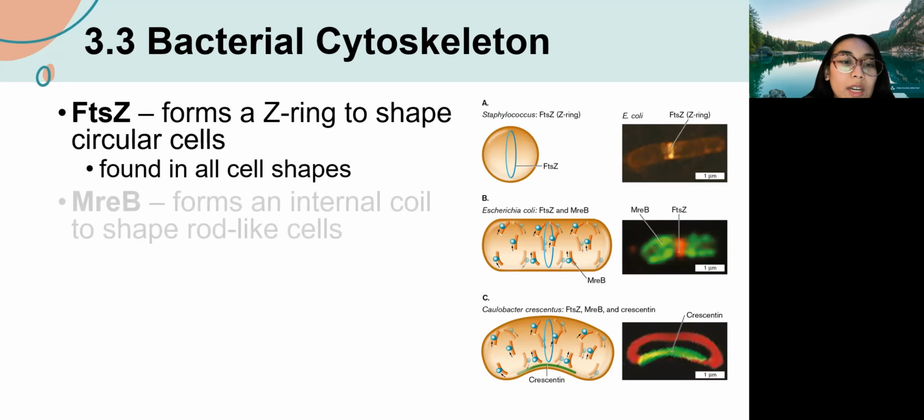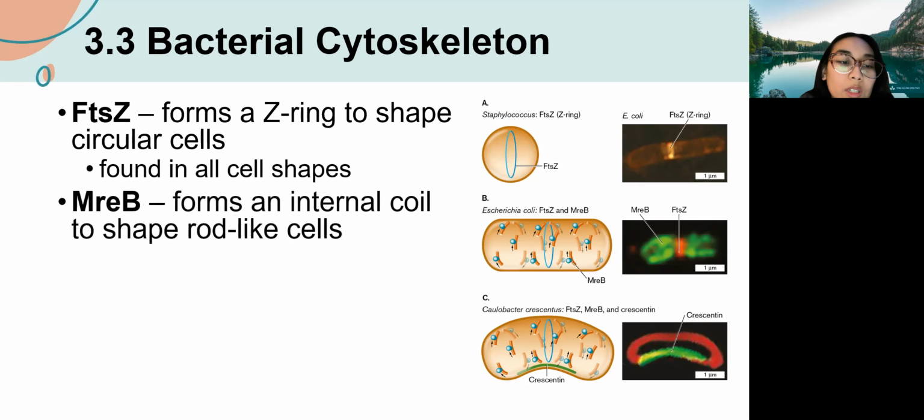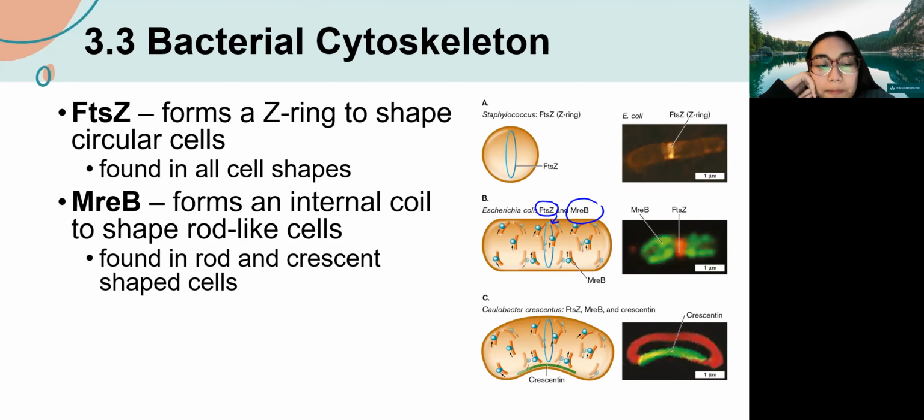Okay, the next type of protein is MreB. So MreB forms this coil. So as you can see here, it's kind of forming this coil-like structure, and that causes the bacteria to have a rod shape. Now notice that this bacteria still has FtsZ. So FtsZ is still present there, but they also have on top of the FtsZ the MreB, and that's what causes the bacteria to be rod-shaped. Again, MreB is going to be found in all of your rod-shaped cells and also your crescent-shaped cells.